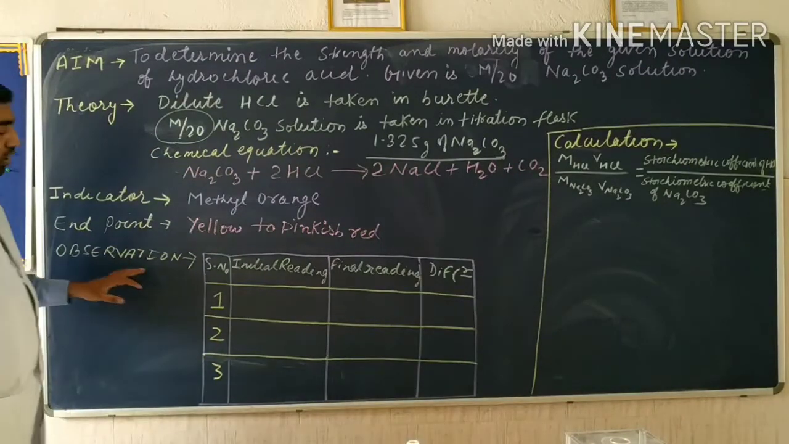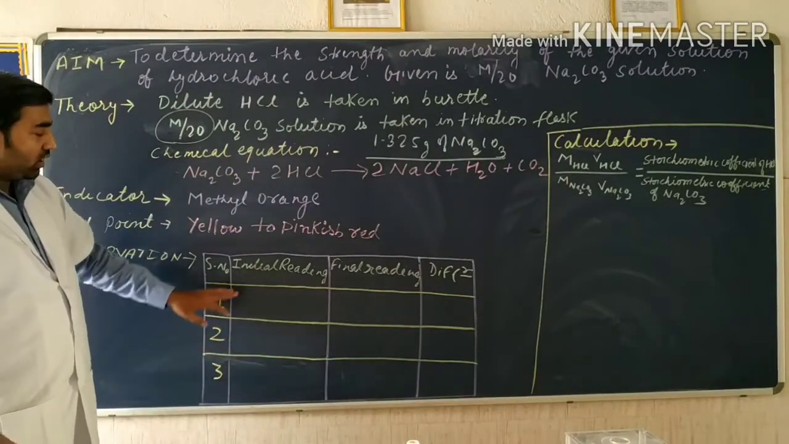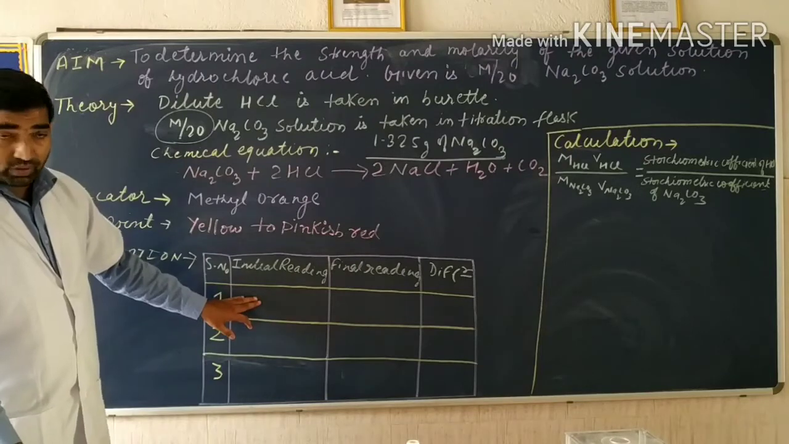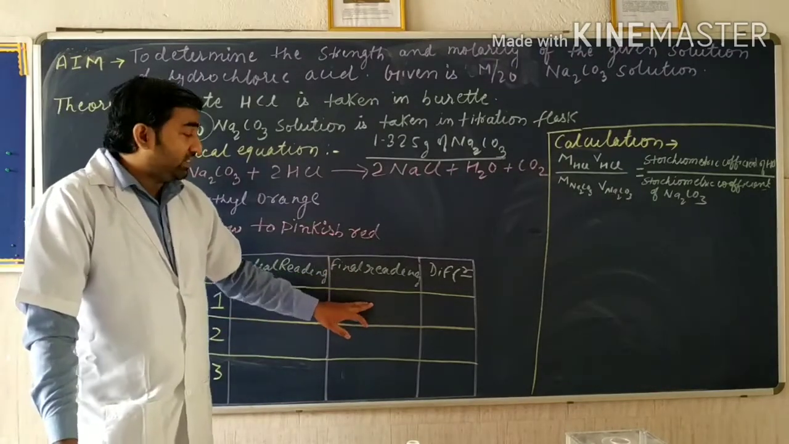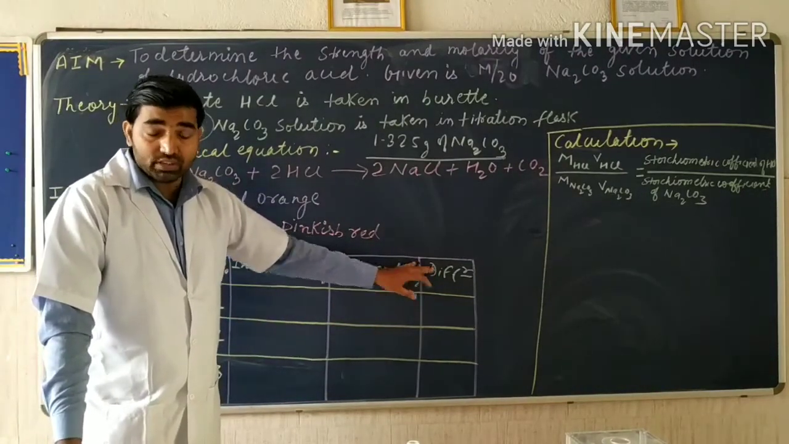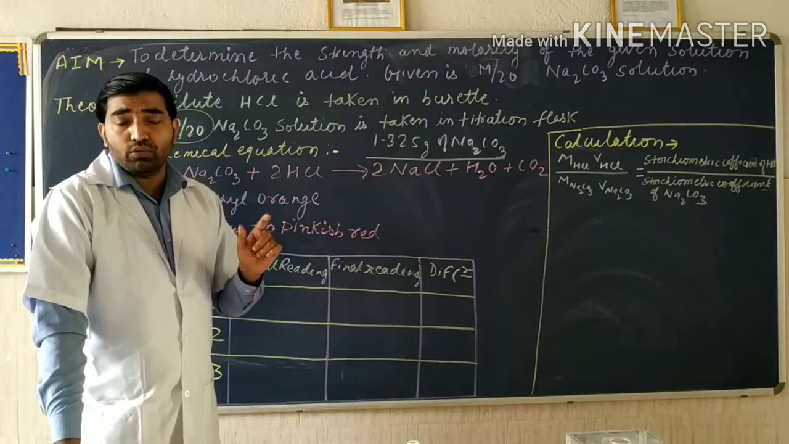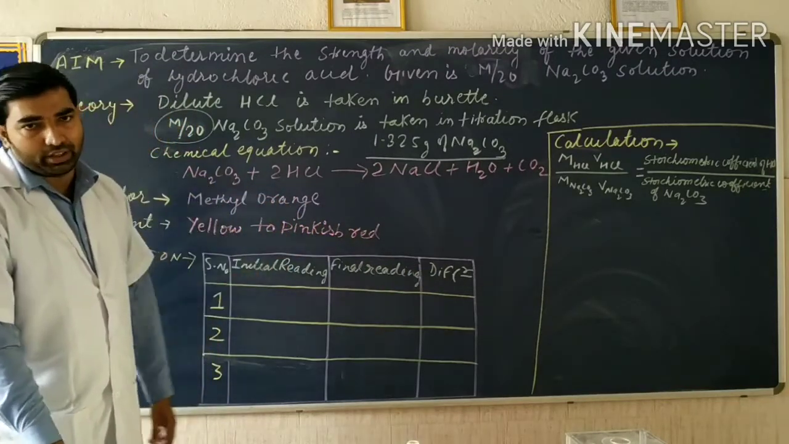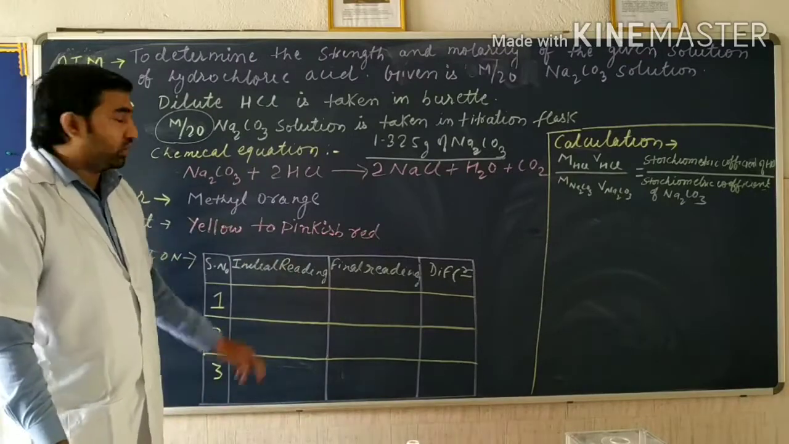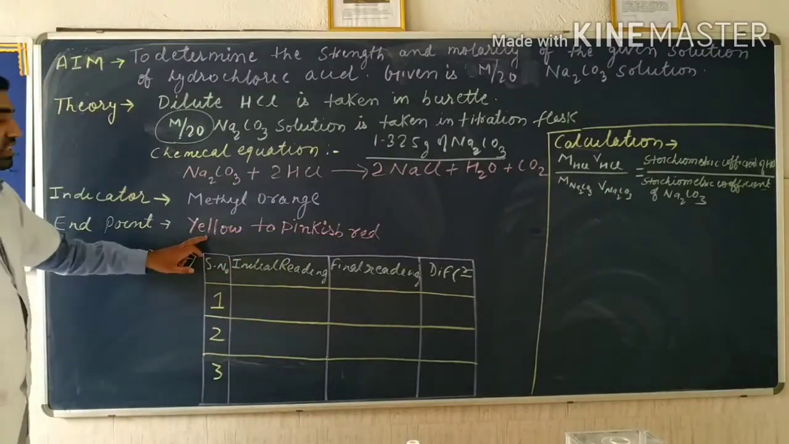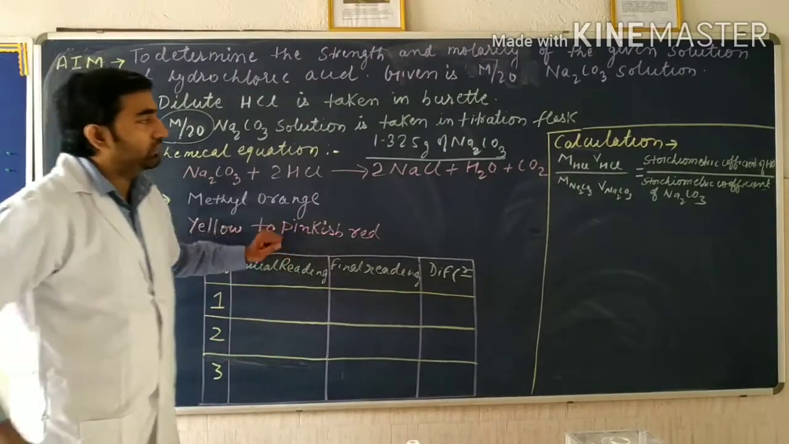In observation, we take 3 readings in which we write first the initial reading of the burette, then the final reading, and then take the difference, which gives us the volume of HCl used in the titration, which is used to neutralize the solution to obtain the end point, which is yellow to pinkish.